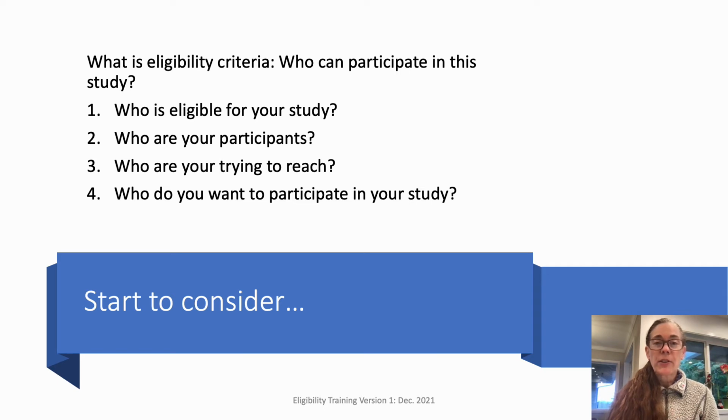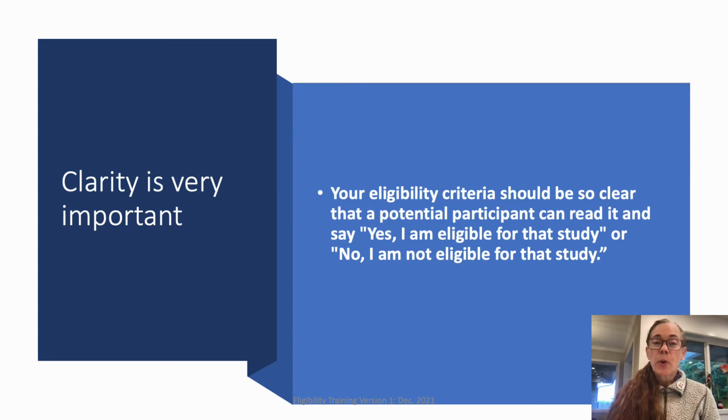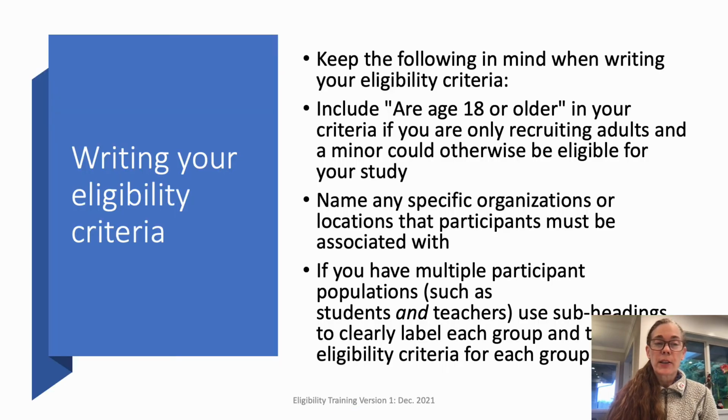So as you're considering your IRB process and your IRB application, one of the very first things to do when you're considering human participants is to consider who can be in your study. Clarity is really important. And again, clarity is about who would see your flyer and know whether or not they were able to participate in your study. You would want them to simply look at the list of criteria and know, yes, I'm able to participate, or no, I am not able to participate. So again, consider how you could write those criteria.